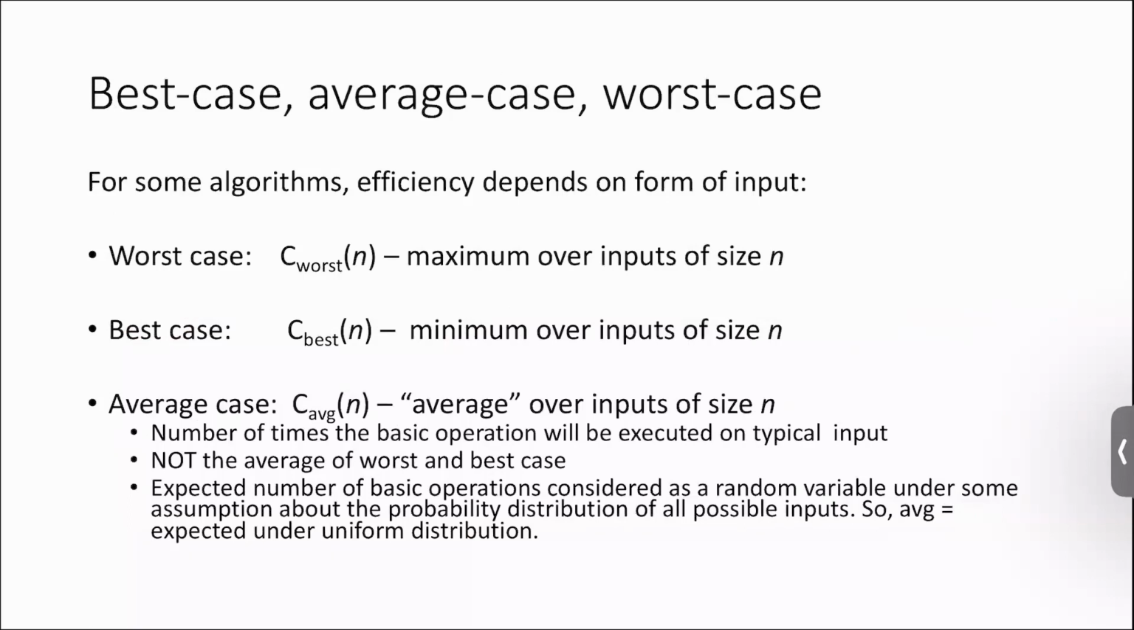The worst case is the maximum number of times that this has to execute. The best case is the minimum number of times that it has to execute. The average case is how many times this has to execute on average. Remember, this is not the average of the worst and the best case. It is how much time this algorithm takes on average to solve a problem.